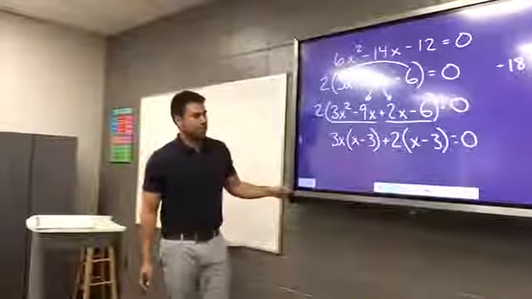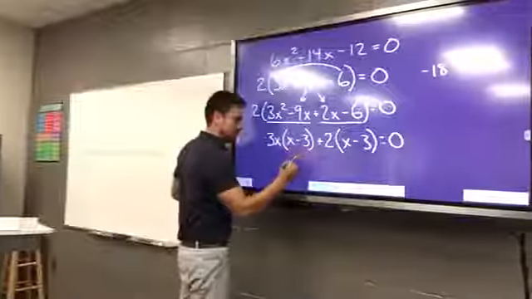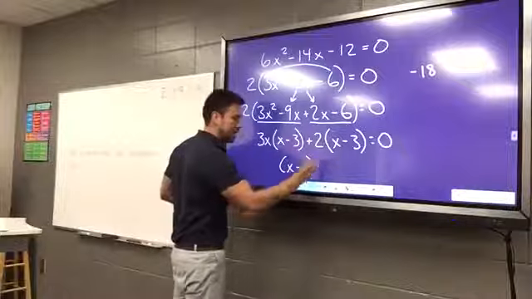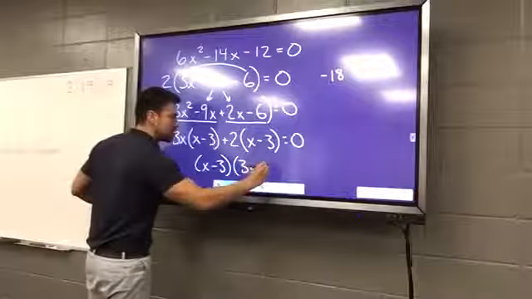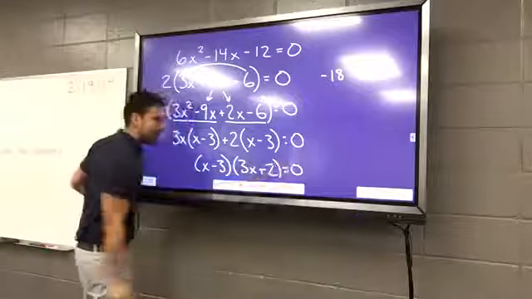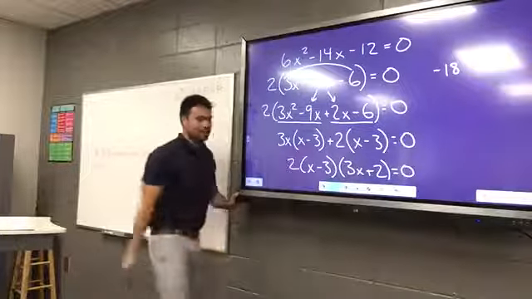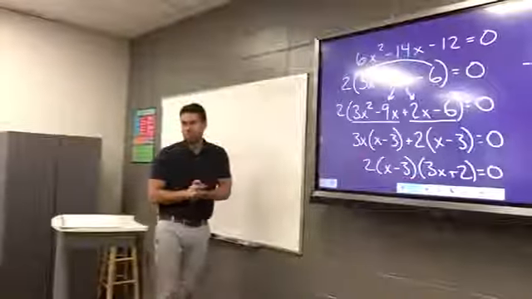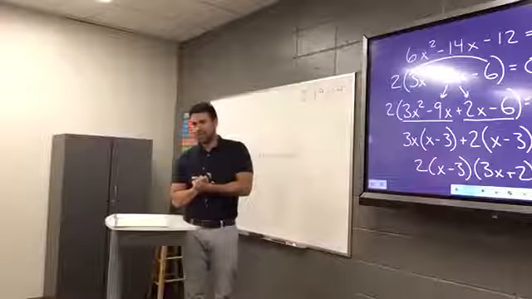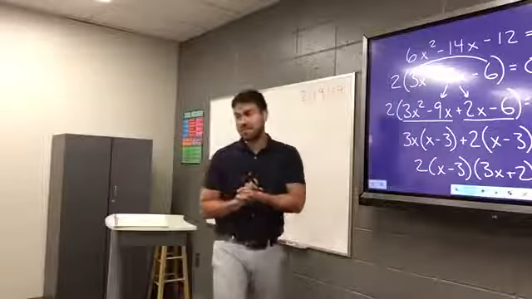All right. What comes out of these two? x minus 3 and 3x plus 2. And something that happened on the test is we forgot the 2. It's right there. It doesn't go away. It's 2.